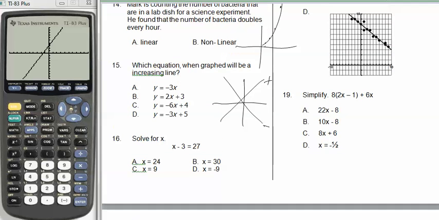And last one on the side, solve for x. So this is x minus 3 equals 27. So the opposite of minus 3 is, I really hope we can do this by now, plus 3 on both sides. So 27 plus 3 is 30. So x would be 30.